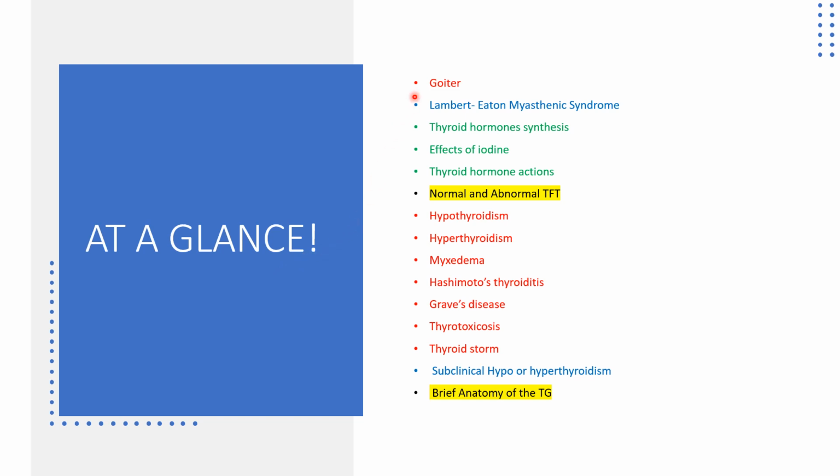At a glance, let me take you through some topics that you're going to find on my channel. Goiter, myasthenic syndrome, thyroid hormone synthesis, the effects of iodine, the thyroid hormone actions, normal and abnormal thyroid function tests, hypothyroidism, hyperthyroidism, lymphedema, Hashimoto's thyroiditis, Graves' disease, thyrotoxicosis, thyroid storm, subclinical hypothyroidism, and subclinical hyperthyroidism, and of course, the brief anatomy of the thyroid gland.